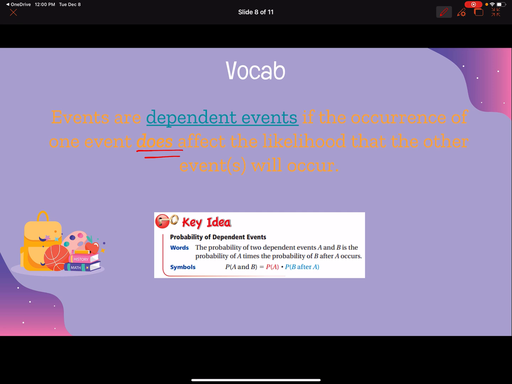So our key idea for the probability of dependent events relies on what we're being asked to do after the first event. So the probability of two dependent events, A and B, is the probability of A times the probability of B after A occurs. So we're still multiplying, but we need to make sure that we're following after the second event occurs. So that value could actually change.